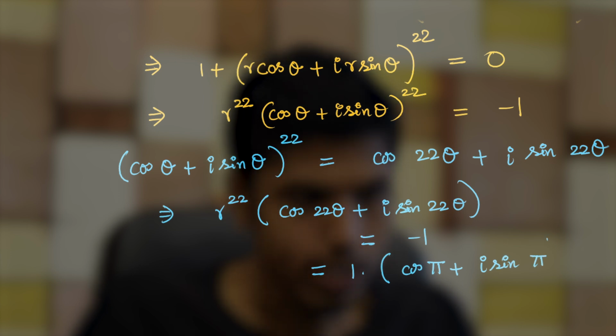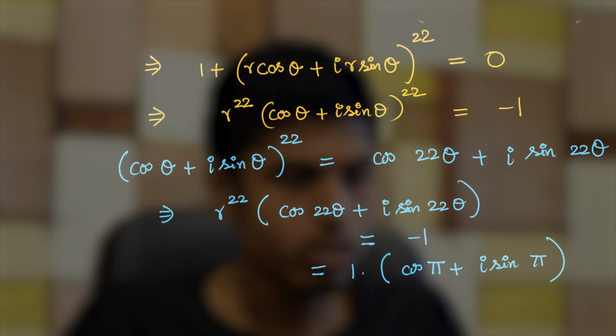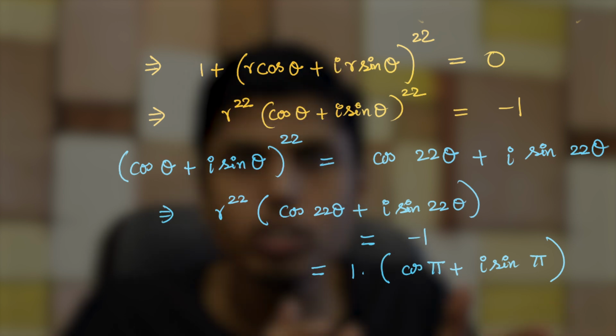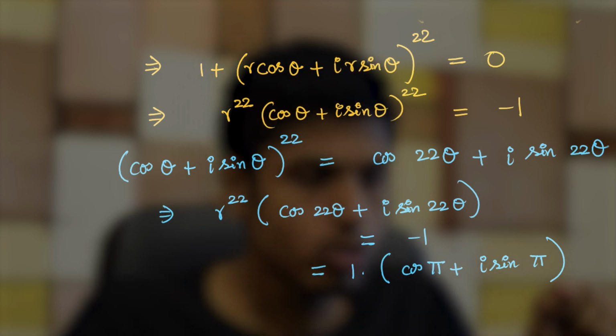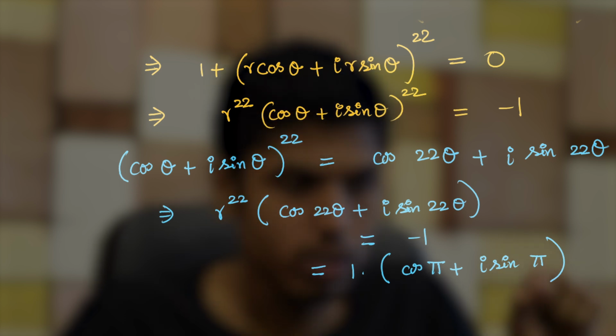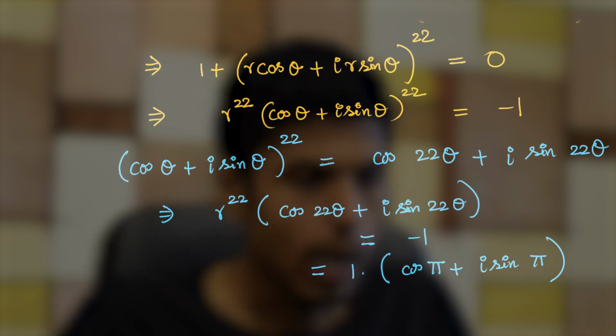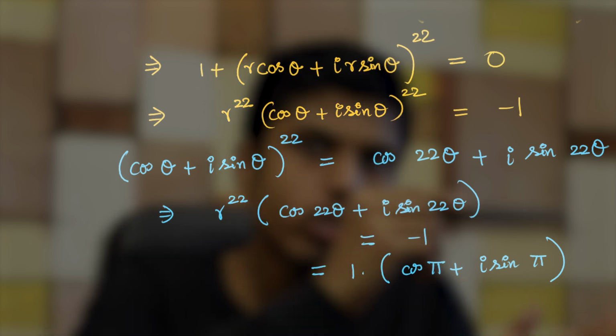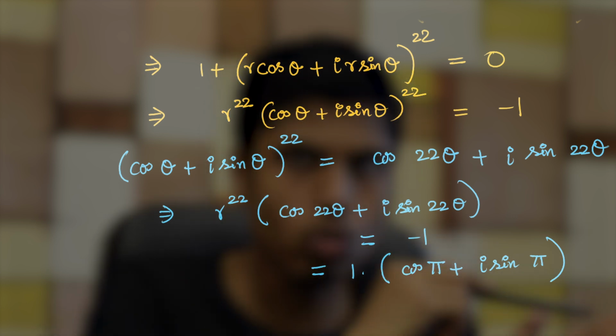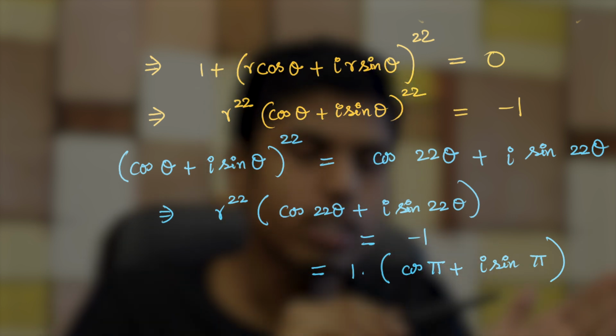Of course, sin pi is 0 and cos pi is minus 1. But this is the standard trigonometric form where 1 denotes the distance of the point -1 in the complex plane from the origin, and pi represents the angle made by the vector which points to that point -1 in the complex plane with the positive x-axis.